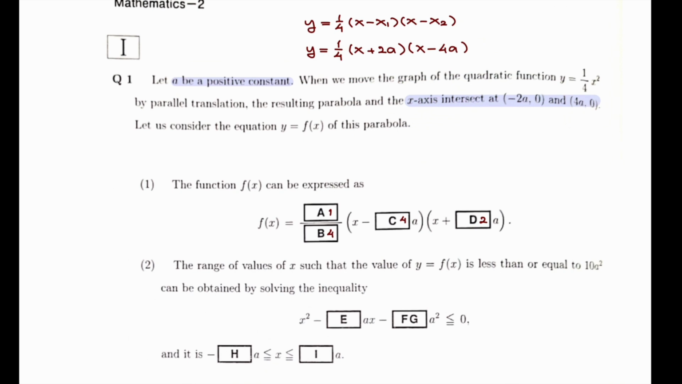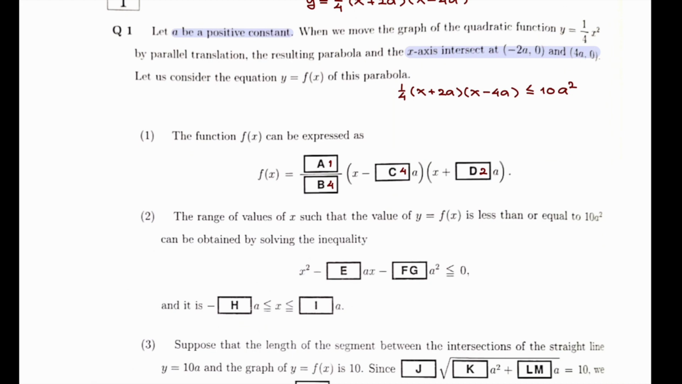Then for the answer for number 2, my f of x must be less than or equal to 10a squared. I need to solve this inequality. Before we can solve it, I think we need to simplify it first. If I multiply 1 over 4 to the other side, I will obtain 40a squared on the right hand side. And for the left hand side, I think I will expand it.